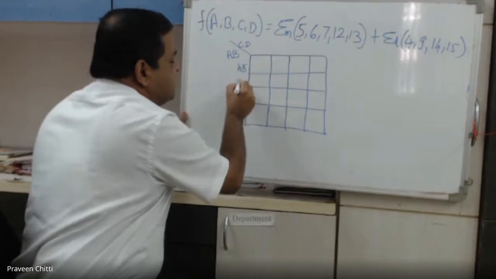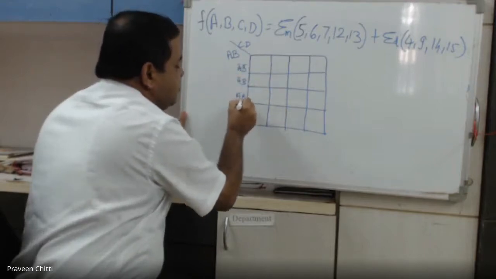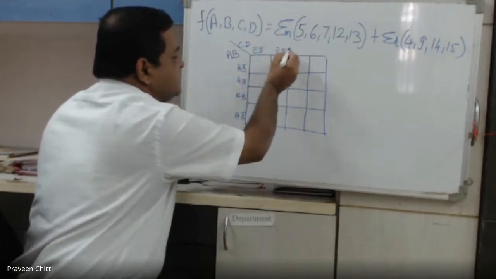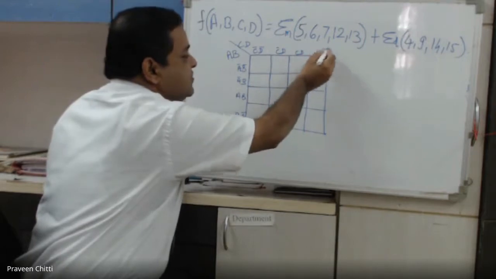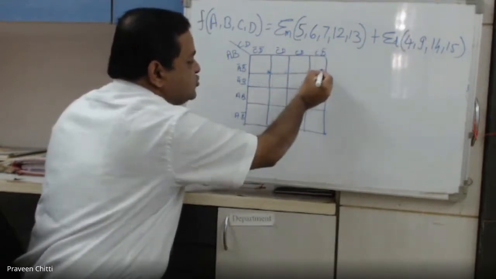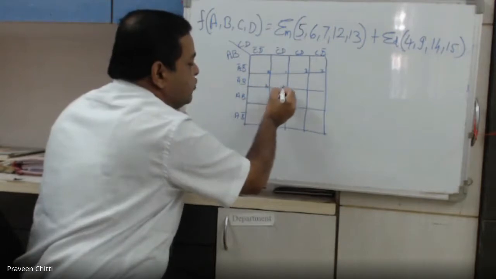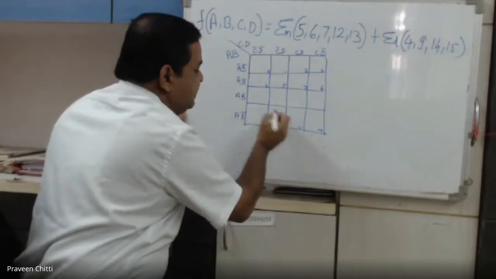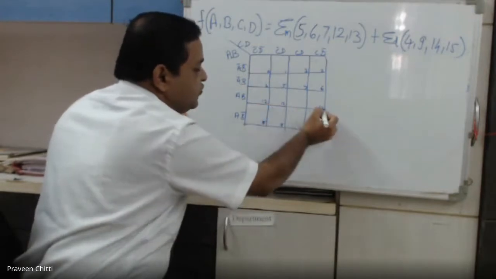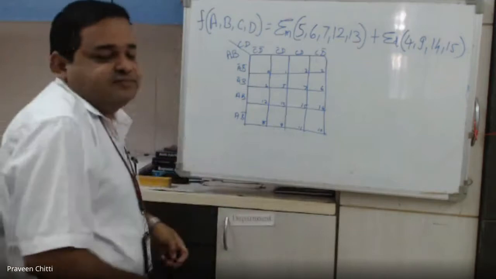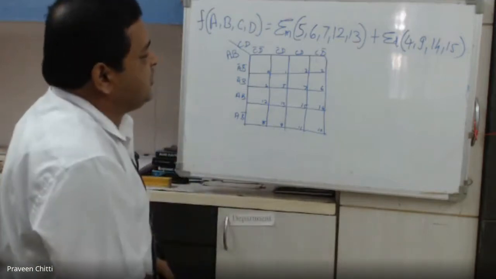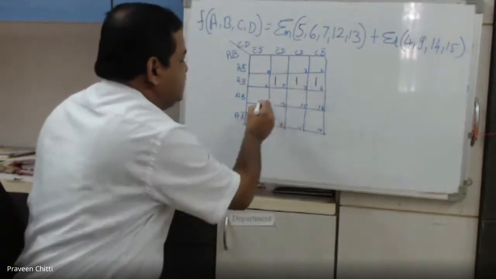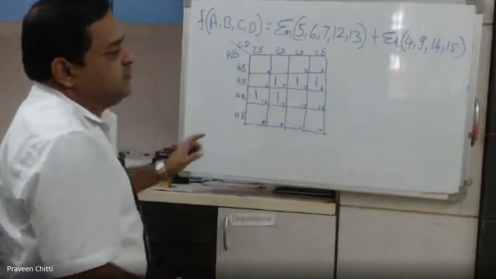And you make a habit, you should quickly write all this. See how I am writing? Exactly in the same way you should write C bar D bar, C bar D, C D, C D bar. Then quickly you should write these numbers also. 0, 1, 2, 3, 4, 5, 6, 7. See how I am writing? 8, 9, 10, 11, 12, 13, 14 and 15. Fine. Now corresponding to 5, 6, 7, 12, 13, we have to enter 1.